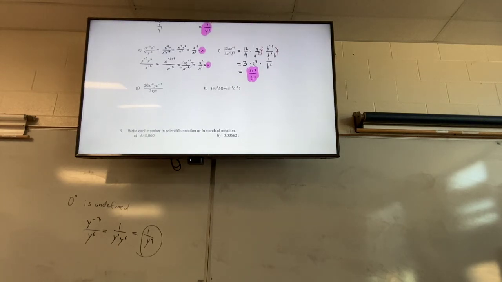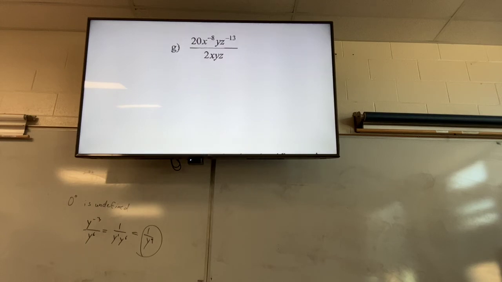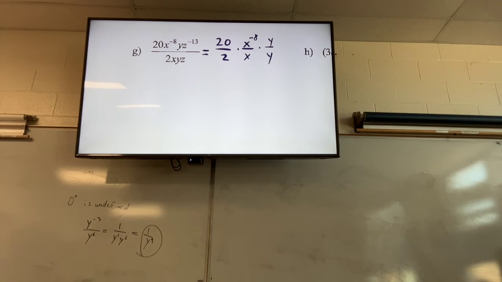Let's do G. You guys want to do G? Oh, I'm getting big. All right, I encourage you to split it into the constants and each individual variable. So 20 over 2 times x to the negative 8 over x times y over y times z to the negative 13 over z.